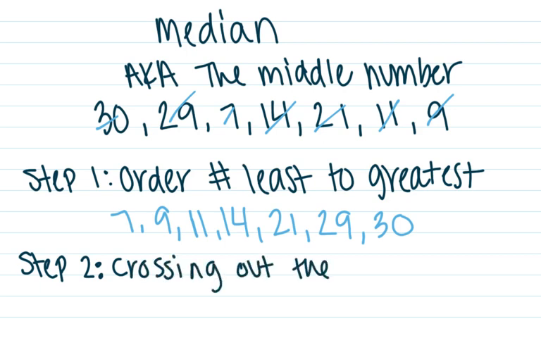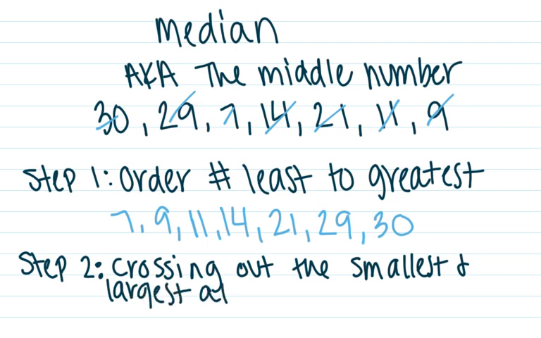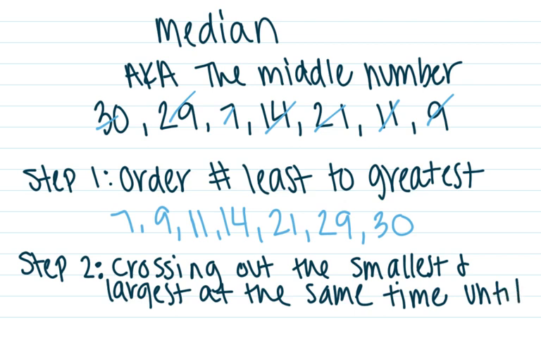Okay, after I order them, step two is to begin crossing out the smallest and largest number at the same time until I have just a middle number left, one number in the middle left. So we're going to start crossing out the smallest and the largest at the same time until a middle number is left.